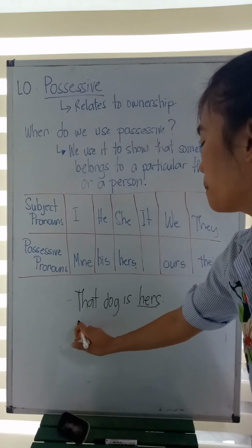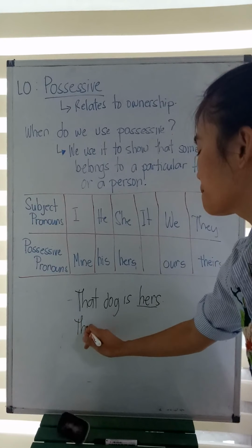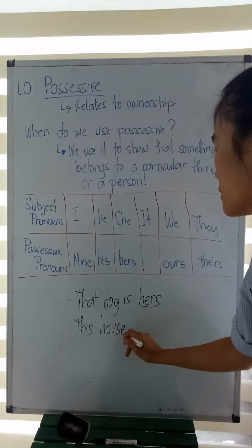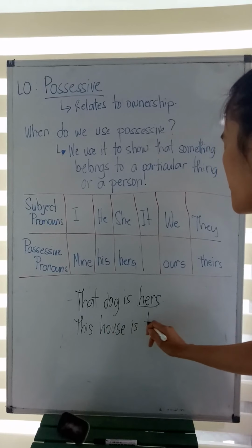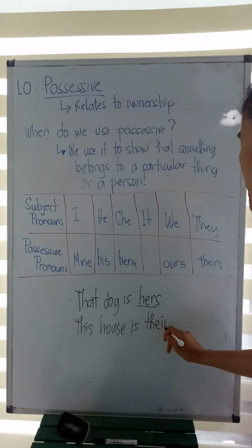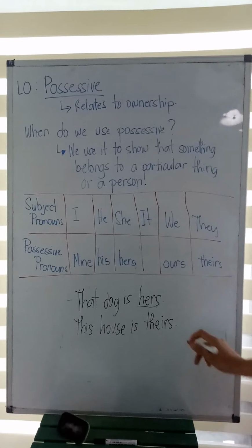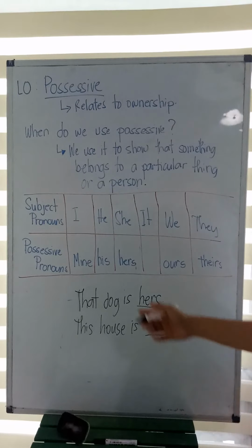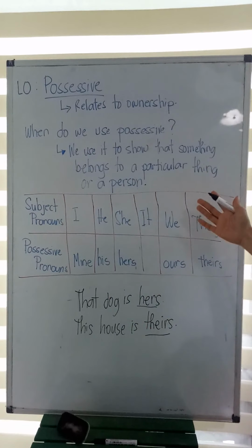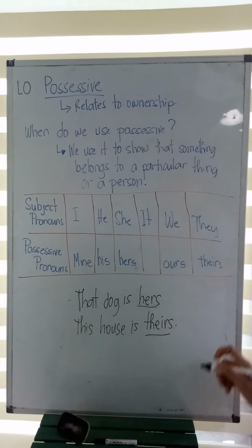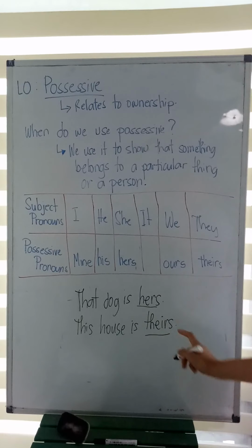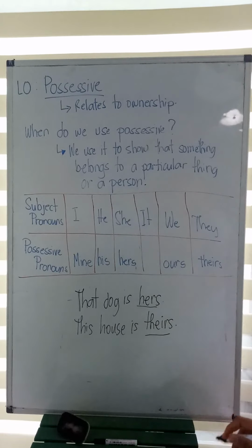Next. This house is theirs. So again, you can see it at the end of a sentence. And since possessive shows ownership, you can ask yourself, who owns the house? It's theirs. So theirs owns the house.